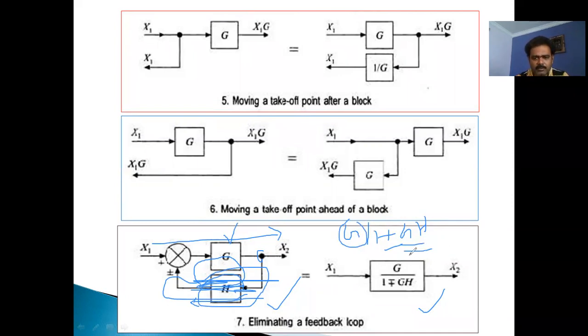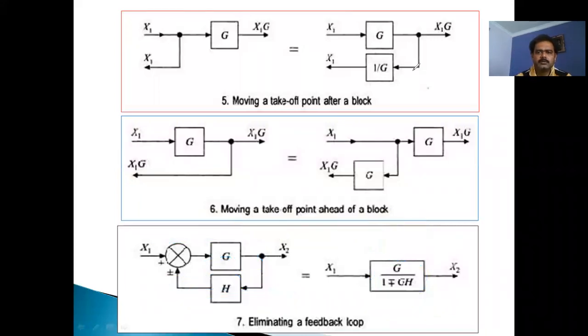The feedback value is H. So G is the forward path gain. So overall, the block can be eliminated and represented with a single block whose transfer function is G by 1 plus GH. This is a very important formula. If you can remember this, we can reduce any complex block diagram into a single block.